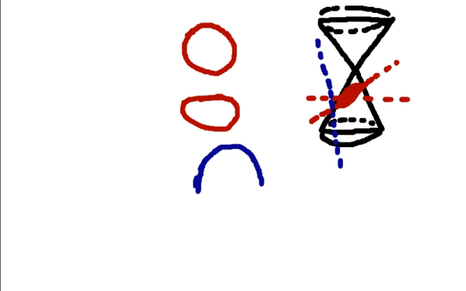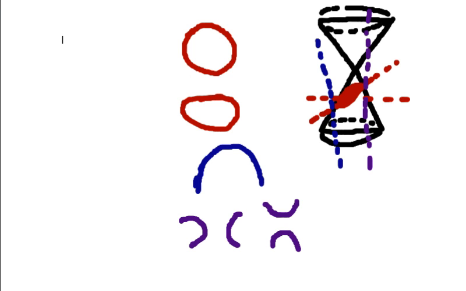And then your last type of graph that you can get is a hyperbola. You get this by going through both of the cones. So you'd get this or this. So these are your four types of graphs that you can get. Let me label them. Circle, ellipse, parabola, and hyperbola.